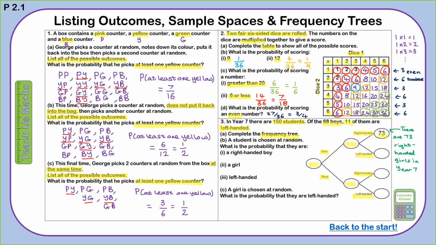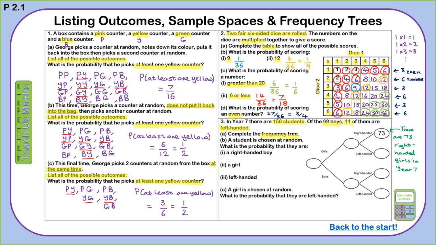In this section here, we will need to write in the number of left-handed girls. In this section here, the number of right-handed boys, and here the number of left-handed boys. So let's fill in the frequency tree with the information that's given to us in the question.